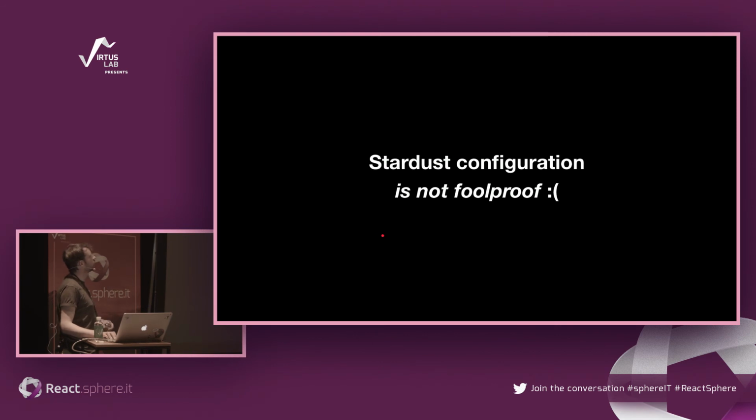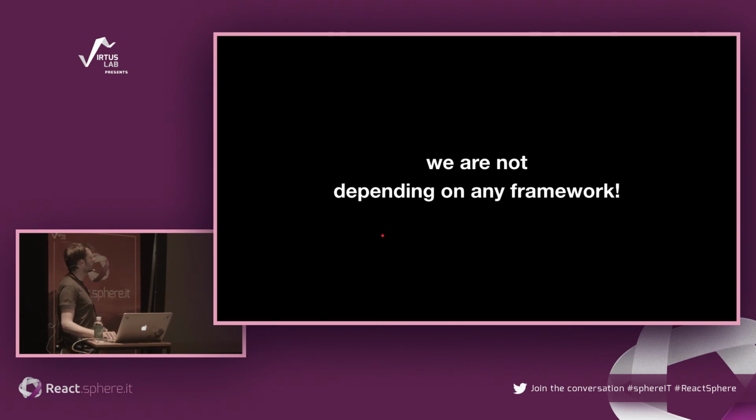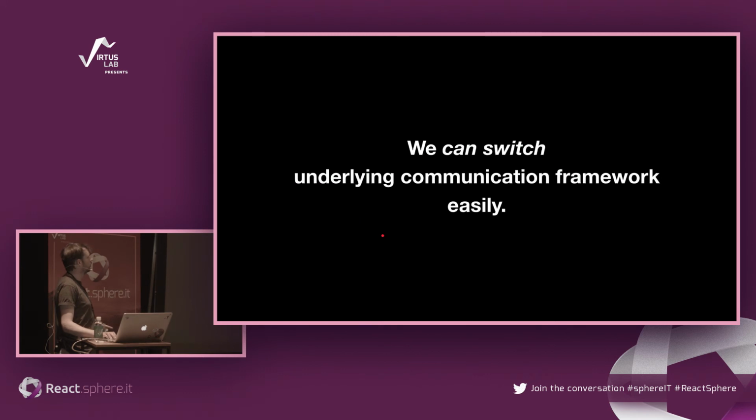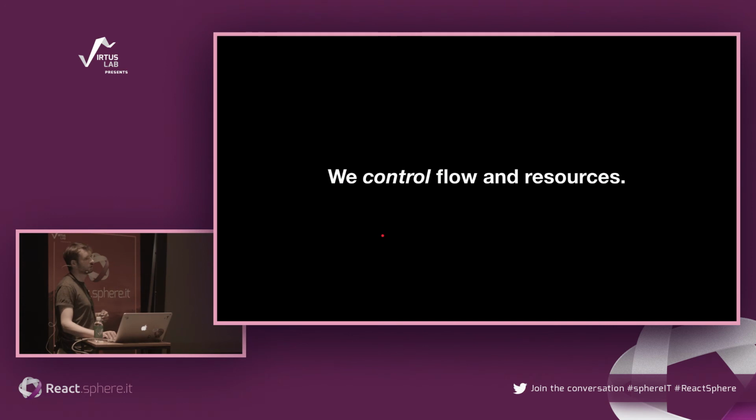And of course, the Stardust configuration is not foolproof. You need to know what you're doing. That's why probably we haven't open sourced it yet, and I don't know if we're going to do this. And we are not depending on any framework like Vertex. We are controlling. We can switch the communication library very easily, and we actually control the resources flow and stuff like that. So we don't have to learn new stuff. We just try to do our best.